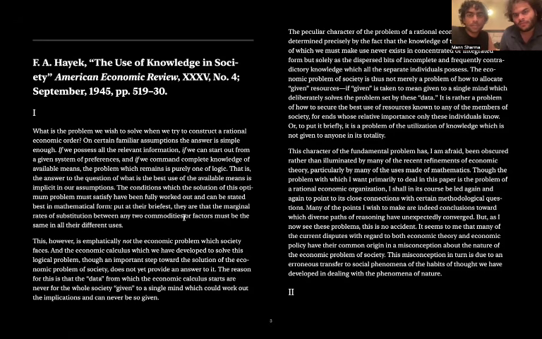The economic problem of society is thus not merely a problem of how to allocate given resources, if given is taken to mean given to a single mind which deliberately solves the problem set by the data. It is rather a problem of how to secure the best use of resources known to any of the members of society for ends whose relative importance only those individuals know. Or to put it briefly, it is a problem of the utilization of knowledge which is not given to anyone in its totality.